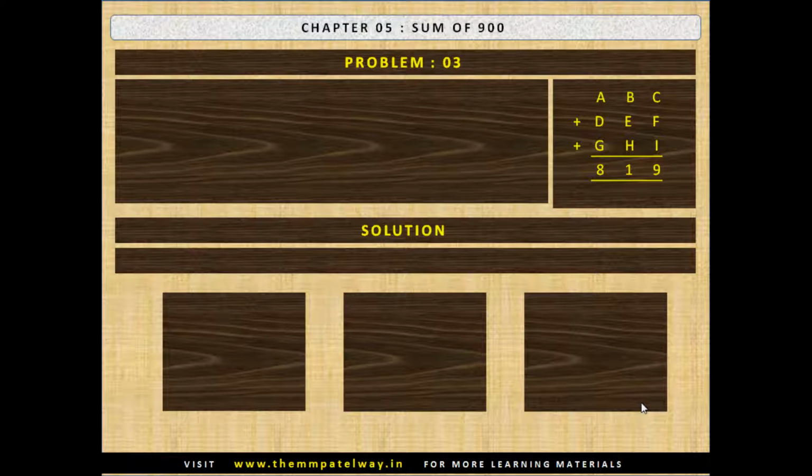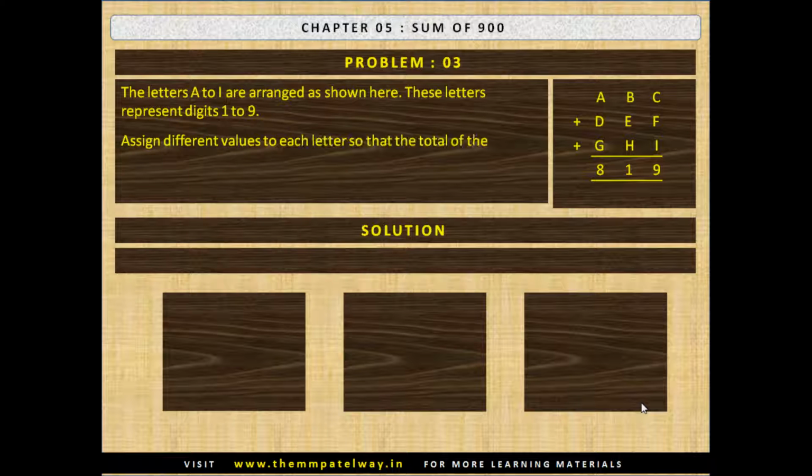Problem number 3. The letters A to I are arranged as shown here. These letters represent digits 1 to 9. Assign different values to each letter so that the totals of the numbers thus formed is 819. Is the solution possible? Justify your conclusion. Now stop the video and solve the problem.